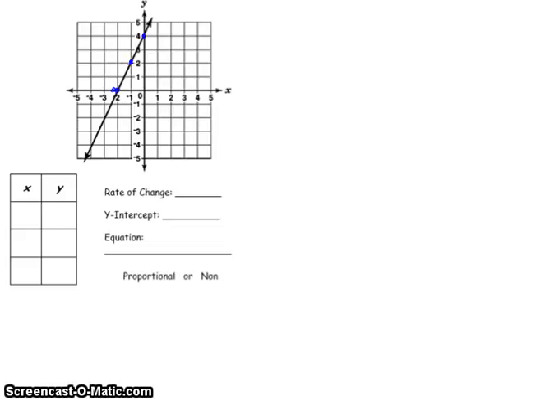So the very first point is 0 and 4. The next point is negative 1 and 2. And the third one is negative 2 and 0.